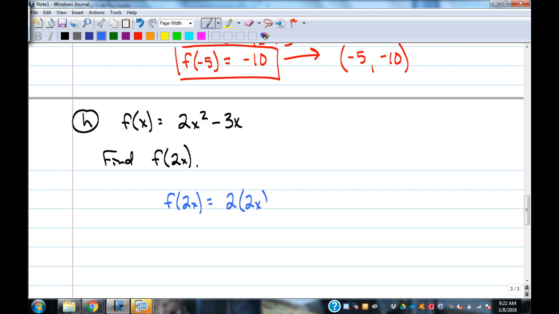Replace x with 2x. Everywhere there's an x, you put a 2x. And then you use order of operations to work that out. Order of operations says parentheses first, so we put some parentheses in there just to separate it. Then it says exponents, so the exponent on the 2x. 2x times 2x would be 4x squared.